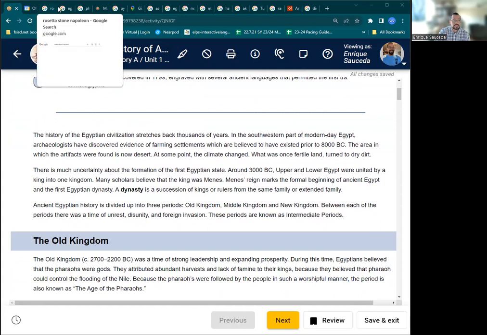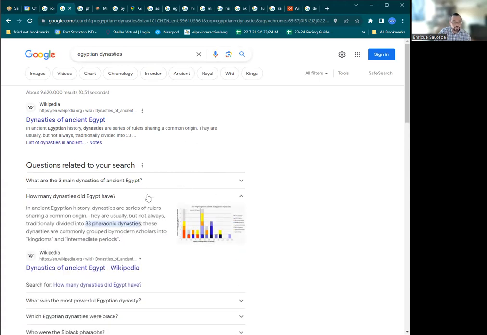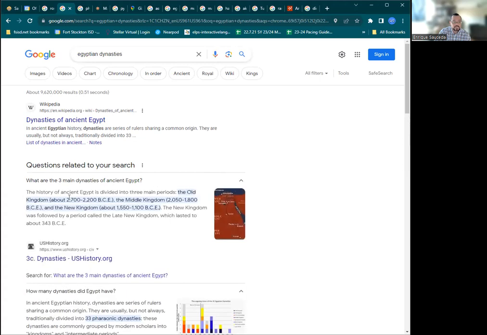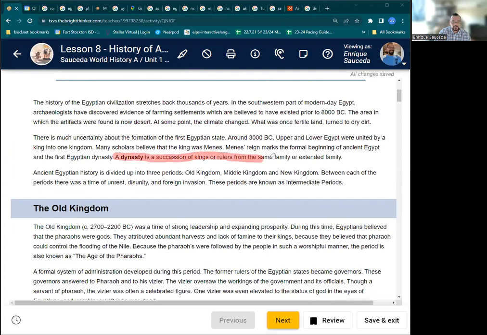A dynasty. There are a total of 33 dynasties in Egypt. So 33 families, per se, that held the Egyptian throne, these pharaohs. The main three dynasties would be the Old Kingdom, the Middle Kingdom, and the New Kingdom, which is kind of where this lesson is broken up into because Egypt has like 3,000 years of history, right? So there's your first term there. Because you're going to be asked a term question: a succession of kings or rulers from the same family or extended family.